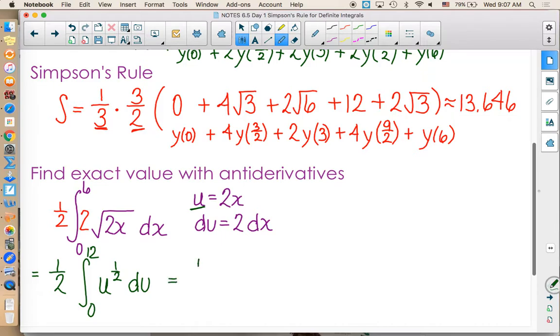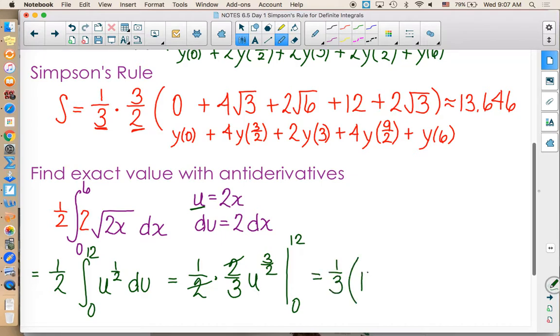So when I actually integrate, I've got 1/2, then I'm going to have 2/3 u to the 3/2 as my antiderivative, evaluated from 0 to 12. I'm going to clean that up just the littlest bit so that I don't need to do as much, so that's really 1/3 the value of u to the 3/2 power. So I have 1/3 times u to the 3/2 power, so I need 12 to the 3/2 power minus 0 to the 3/2 power.